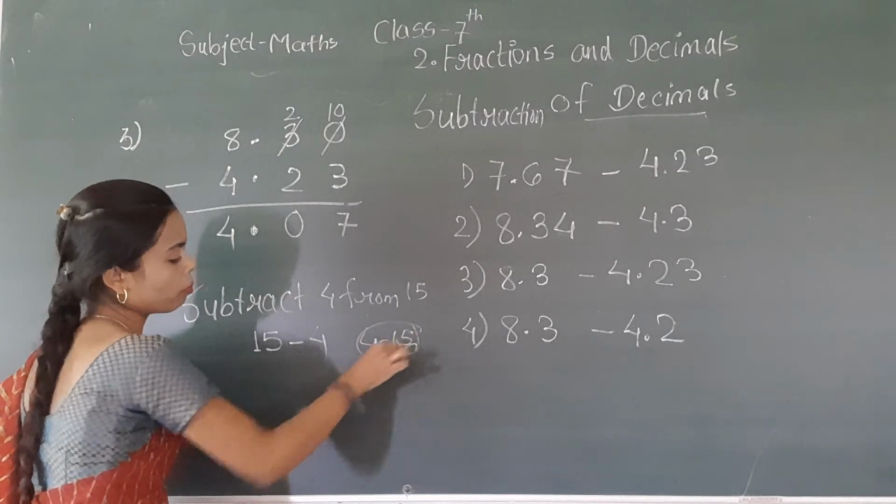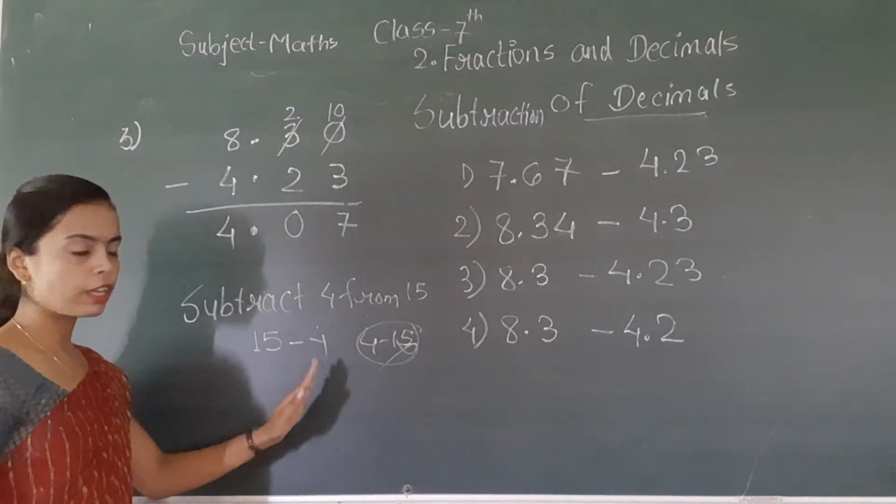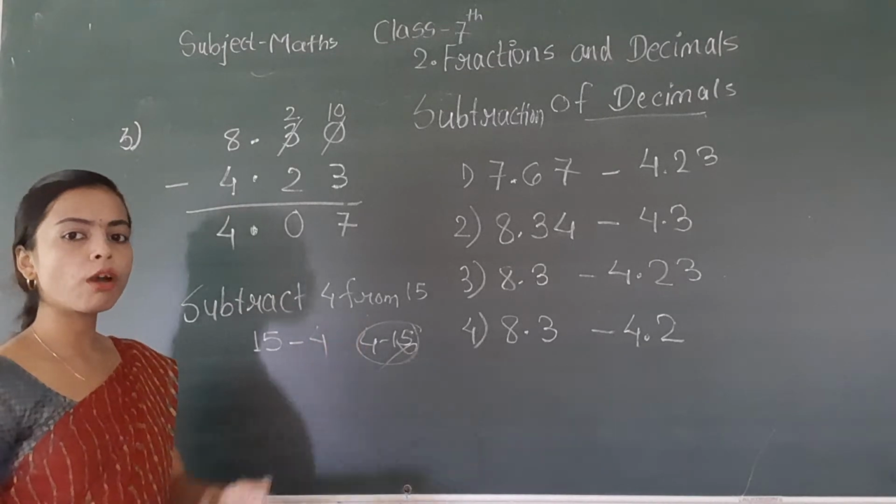That is wrong, completely wrong. So write 15 minus 4. When there is a question, subtract 4 from 15.